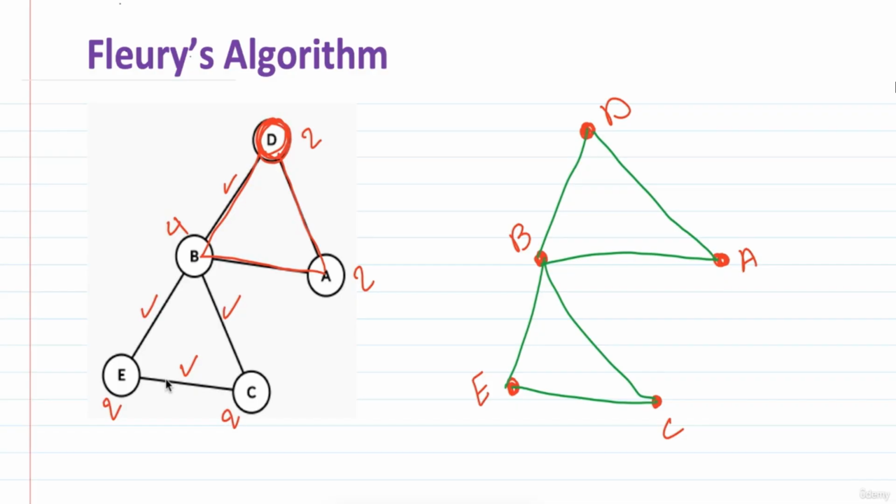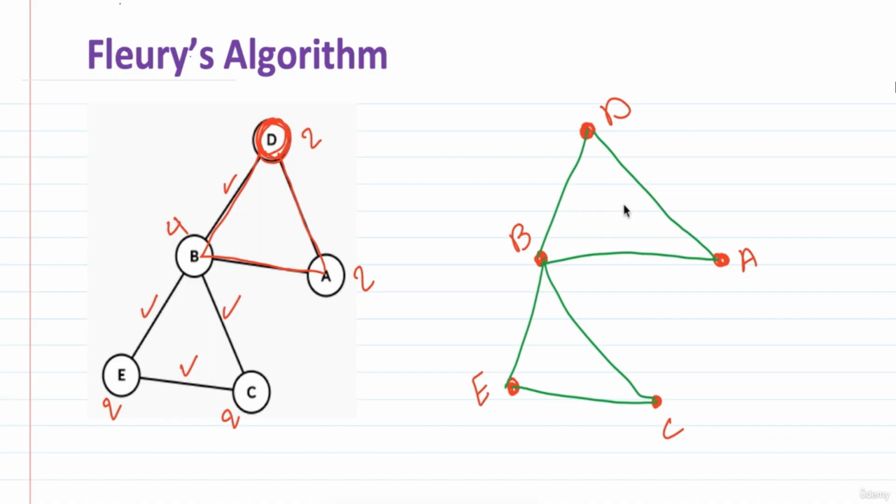Okay, so that's why it's very, very important if you are using Fleury's algorithm in order to find an Euler trail or an Euler circuit. When you go through an edge and you delete it in your graph, or in your replica of the graph, if that makes the graph disconnected, then do not go through that edge. Go through another one. Repeat this process and eventually you will get an Euler circuit or an Euler trail.